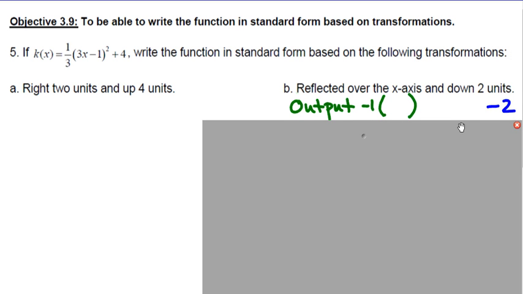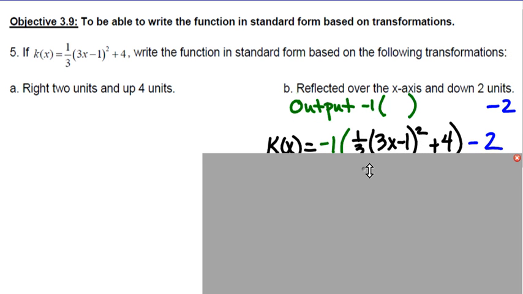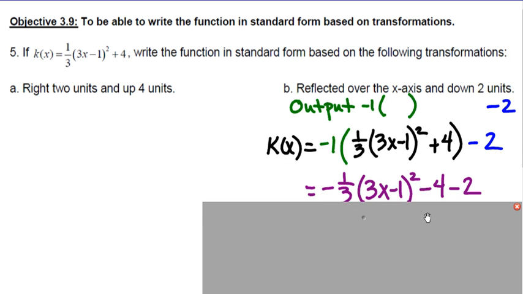So we said, first we have to take care of the reflection. So I'm going to take the opposite of the outputs of the function. So that's like taking the function and multiplying it by -1 first. Then I can move it down 2 units. Well, I'm taking the opposite of the output, so -1 times 1/3, that would be a -1/3. And a -1 times 4, that would be a -4.